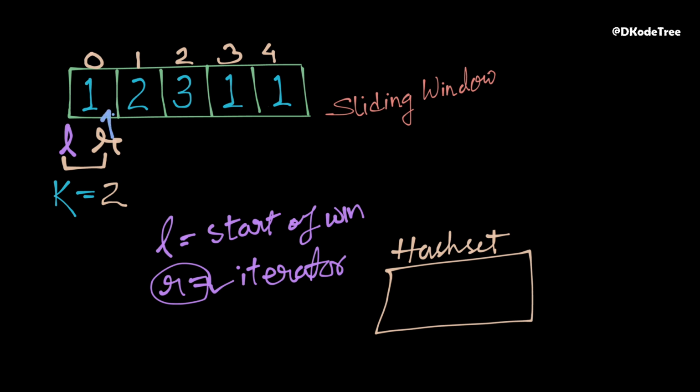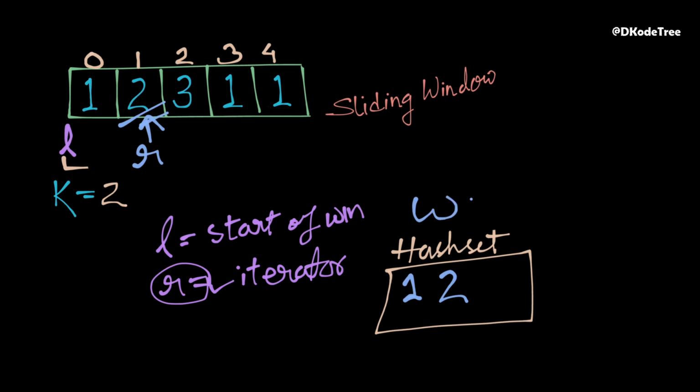Our right pointer is pointing to the element 1 and it is not in our set currently, so we add it to our set. So our window contains 1 element now. Next we move our right pointer ahead to index 1 and the element there is 2, which is also not present in our hash set, so we add 2 to our hash set.